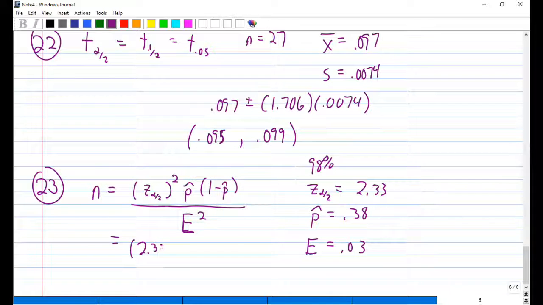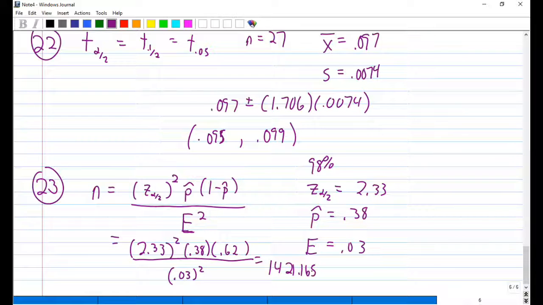So it's going to be 2.33 squared times 0.38 times 1 minus 0.38, which is 0.62, divided by 0.03 squared. Now when you plug all of that in, you are going to get a decimal, but pay attention. You can't have 0.165 of a person. So since you can't, you always round that up. It doesn't matter if the decimal is 5 or greater, if you have a decimal, you always round it up. So that'll be 1422. That's our answer.